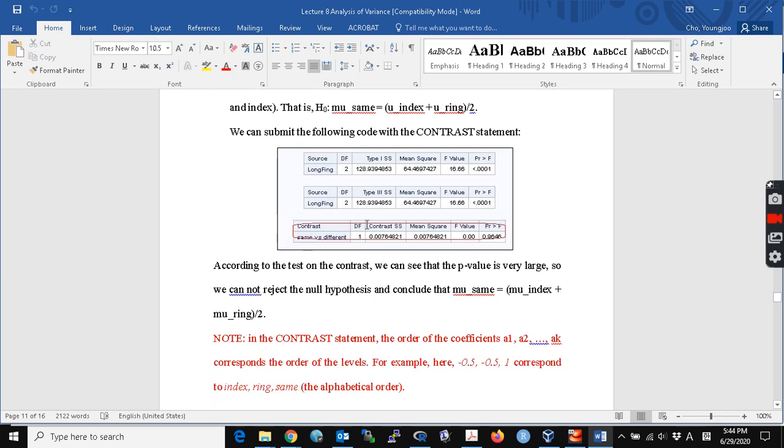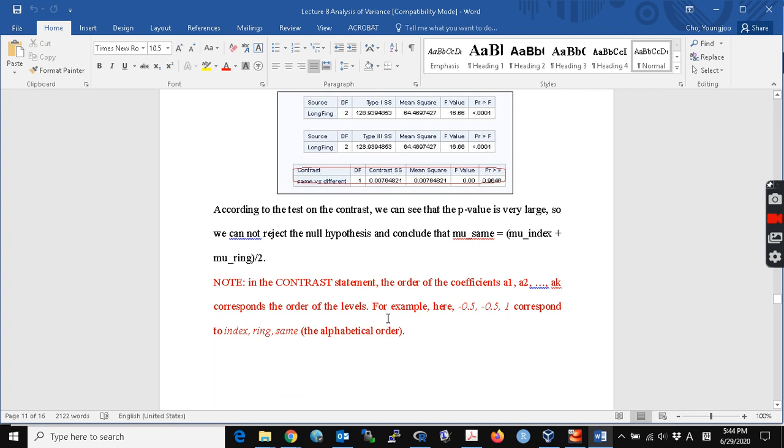If you look at that, the sum of squares is 0.008, and the F value is very small. The p value is greater than 0.05. So we cannot reject the null hypothesis and conclude that mu same is equal to the average of mu index and mu ring. Which means that the mean of the shoe size in the same group is equal to the average of the mean shoe size of the index and the ring.